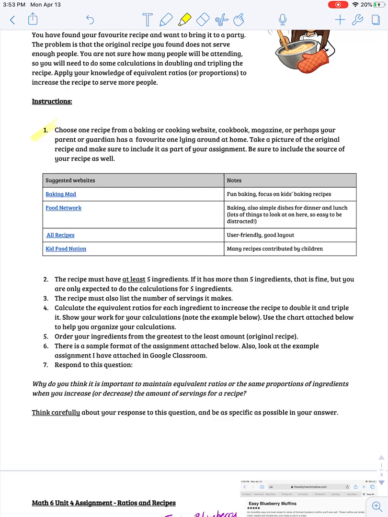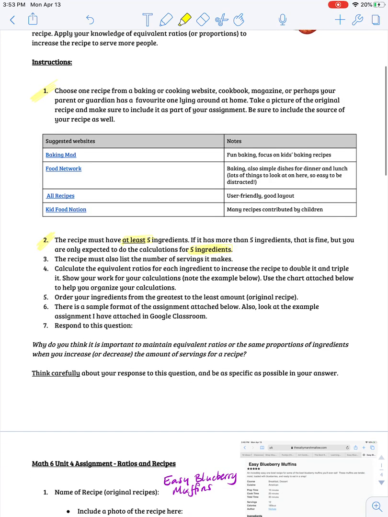Item number two, the recipe must have at least 5 ingredients. I don't think you'll have a problem with finding a recipe that has at least 5 ingredients, but to give you a limit as to how many calculations you have to do, you're only expected to do calculations for 5 ingredients. So most likely you'll find recipes that have more than 5 ingredients that you want to use, and that's fine, but you're only expected to do the calculations for 5 ingredients.